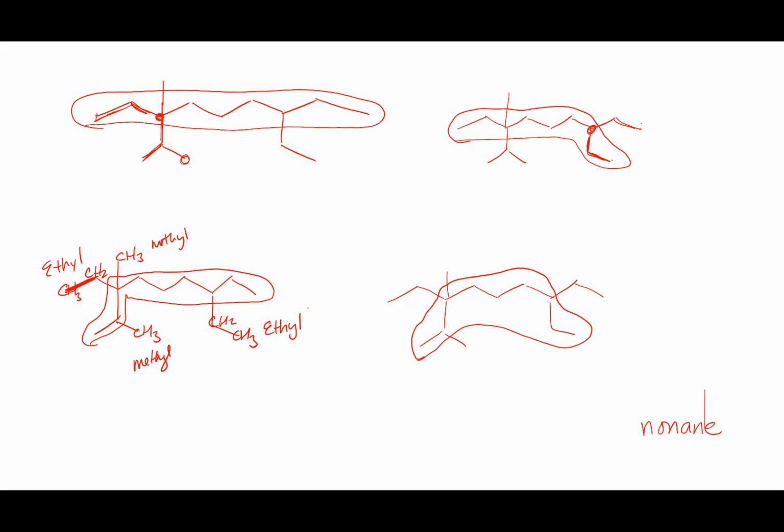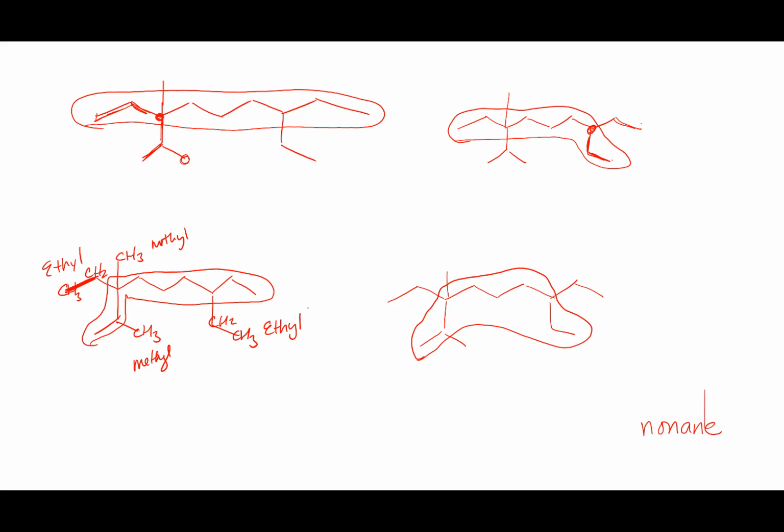All right, so I've got ethyls and methyls. We'll have to deal with that in a moment. But now let's do numbering. So first step, longest chain. Second step, name the substituent groups. Third step, numbering. So the rule is you're going to number from the end closest to the first substituent.